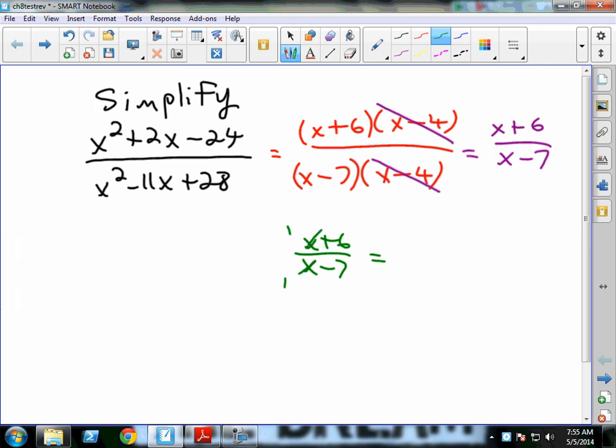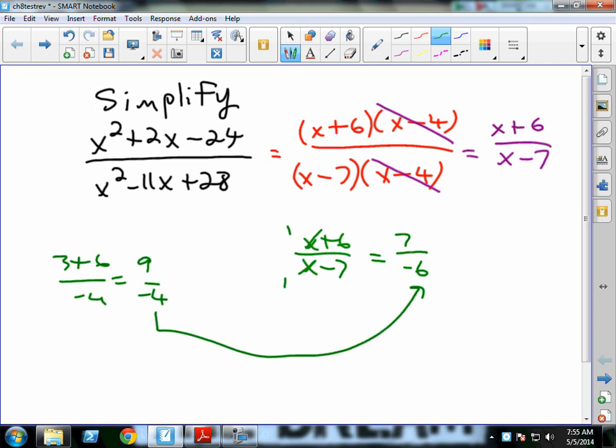Okay, so that's going to be 7 over negative 6. But what would happen if x was equal to 3? If x equaled 3, we would have 3 plus 6, which is 9, over negative 4. And these two things aren't the same. They don't have the same decimal equivalent. So I guess the point is you really can't cancel those things like people want to.